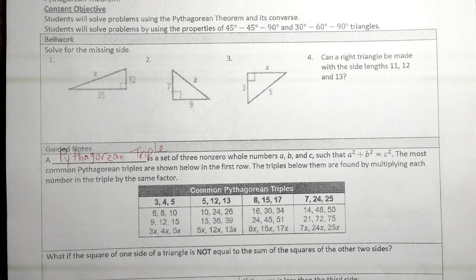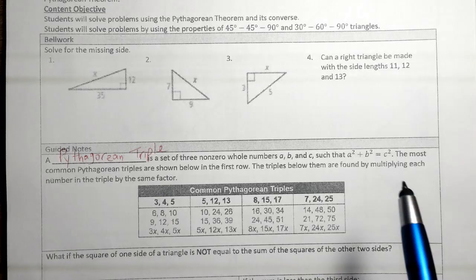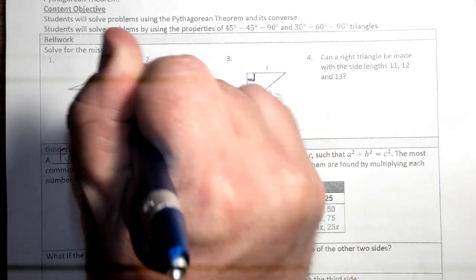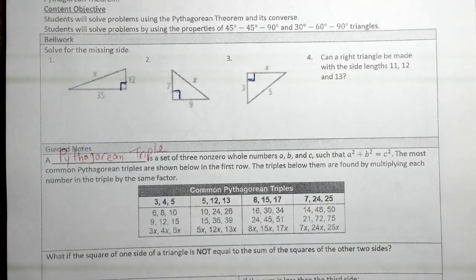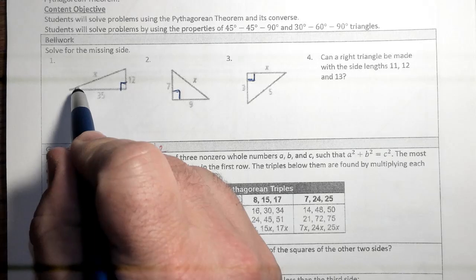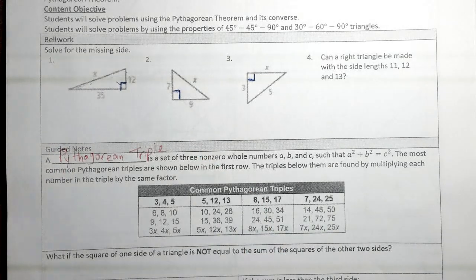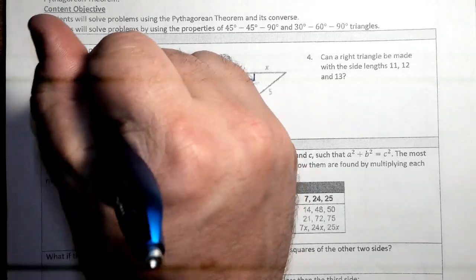Alright, so the bell work number 1. Solve for the missing side. So, talking about Pythagorean Theorem, right triangles. All 3 of these are right triangles. So we're going to go a squared plus b squared equals c squared. C squared is, the c is always going to be the hypotenuse. It's always across from the 90-degree angle. Just want to mention that up front.